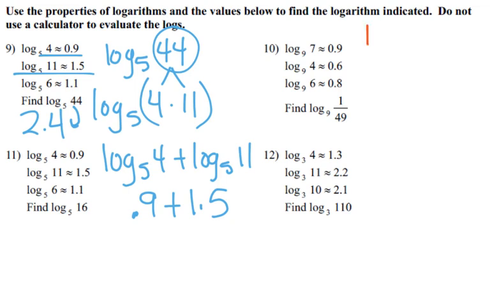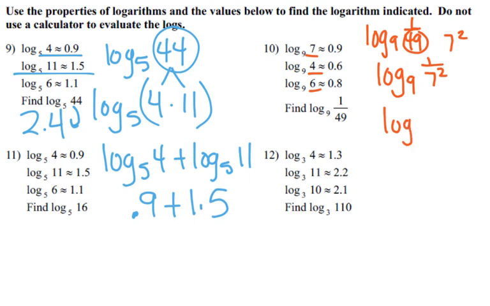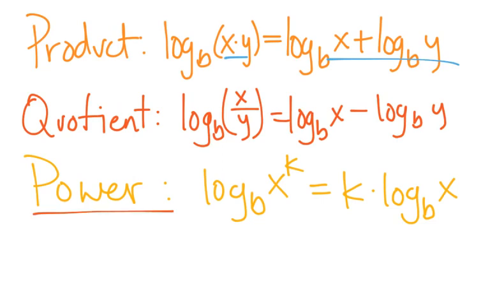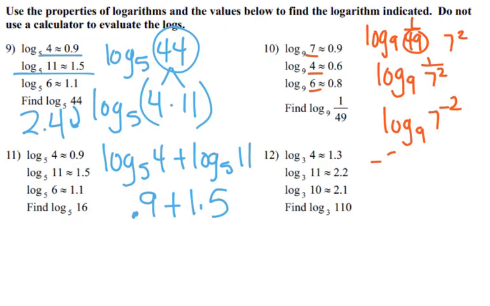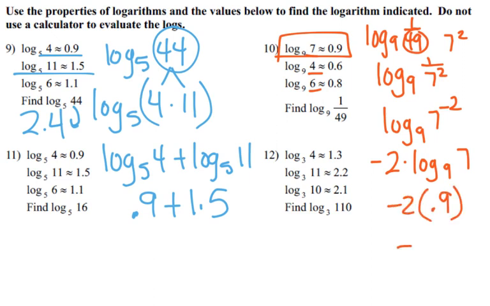Okay, so on number 10 we've got log base 9 of 1 over 49. Well, I've got 7, 4, and 6. Okay, so 49, isn't that really 7 squared? So I have log base 9 of 1 over 7 squared. And didn't we learn with the exponentials that a negative exponent is a fraction? So now using the power rule, I can bring that negative down and get negative 2 times log base 9 of 7. Well, that is 0.9. So negative 2 times 0.9 is going to give me a negative 1.8.